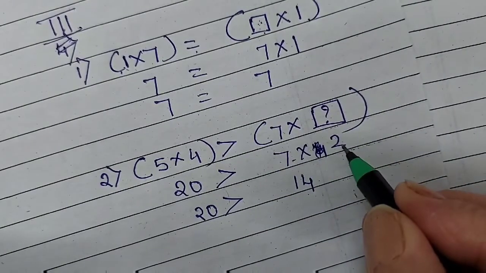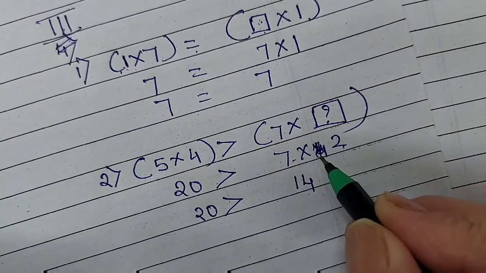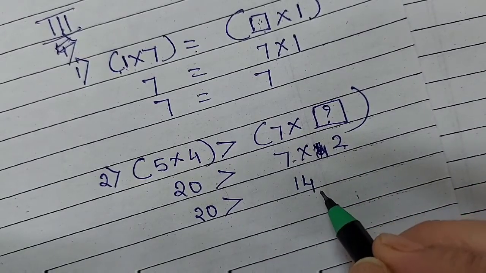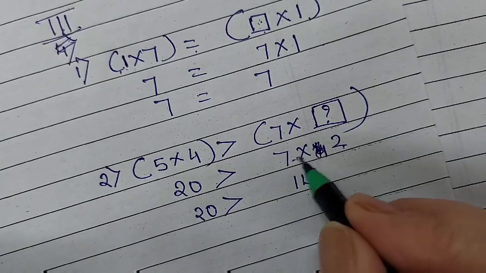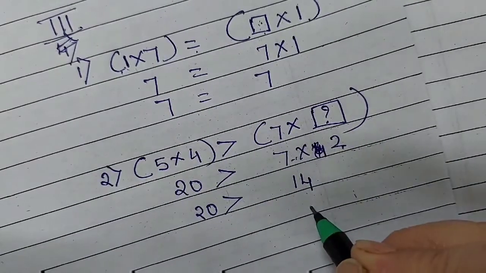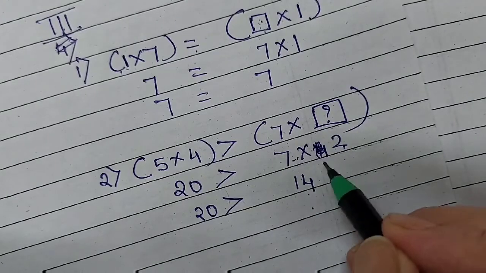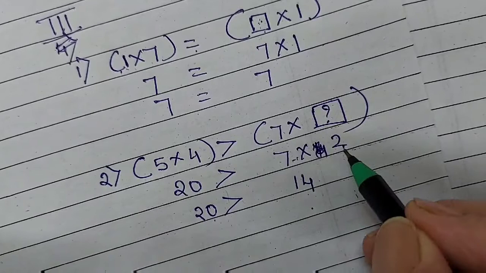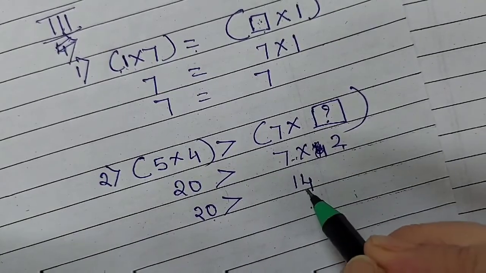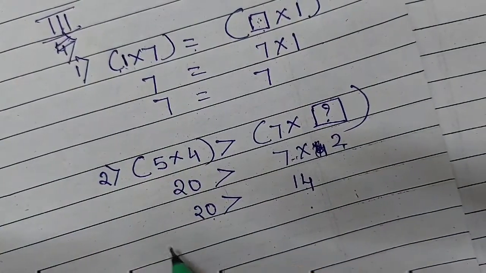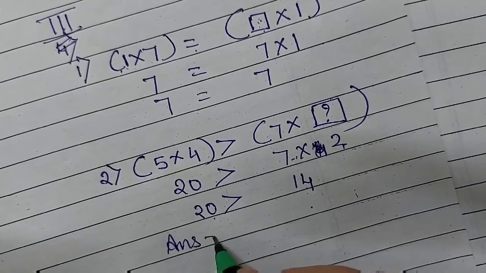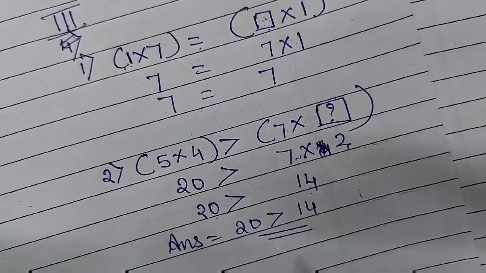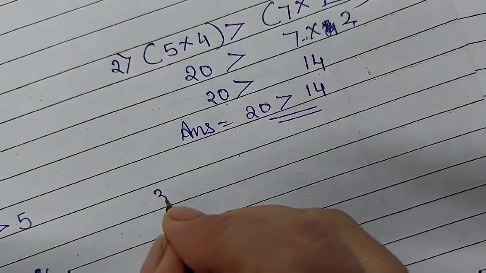If we take 3 here, by mistake I was taking 4. So 7 4s are 28. So this expression will become wrong. So 7 2s are 14. Understood? We have to get a number lesser than 20. So we have to take 2 here. 7 2s are 14. So the answer is 20 greater than 14. Got it?